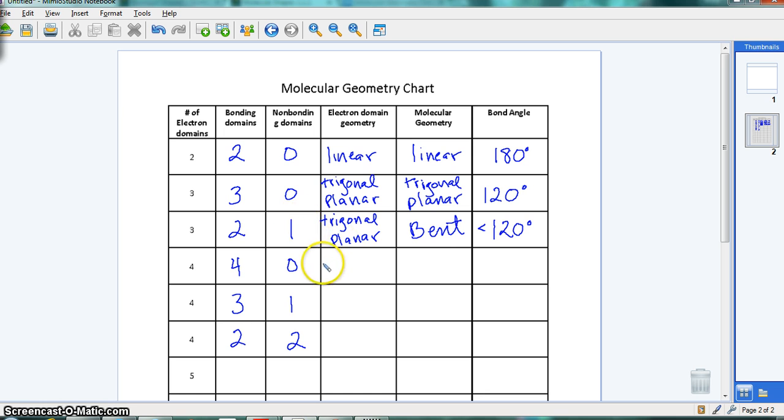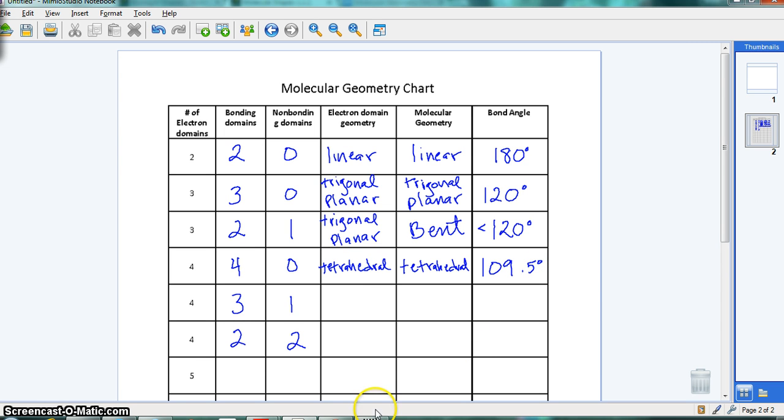So here we have tetrahedral, and our bond angle 109.5 degrees.